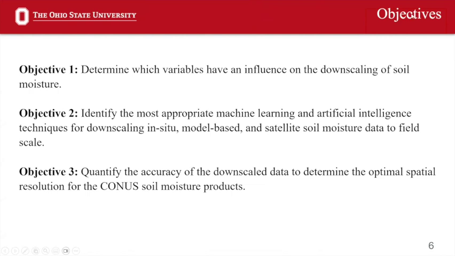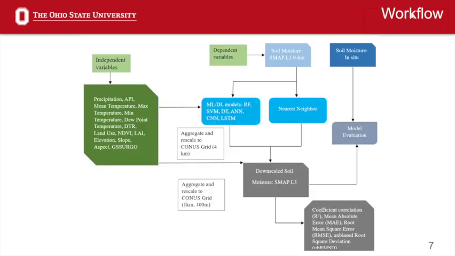I have identified 3 objectives. The first one is to determine which variables have the influence. Objective 2 is to identify the most appropriate AI model for downscaling the available soil moisture dataset. And objective 3 is to quantify the accuracy of the downscaling to determine which resolution is the best for the CONUS soil moisture products.